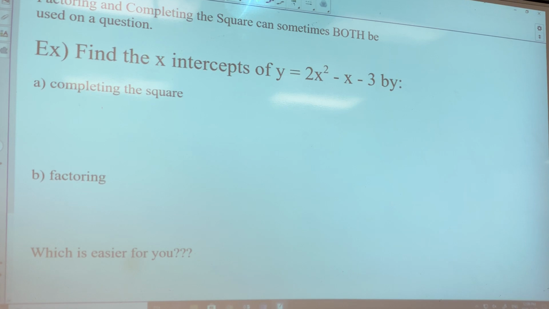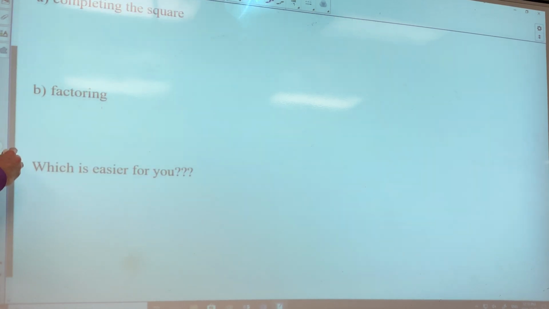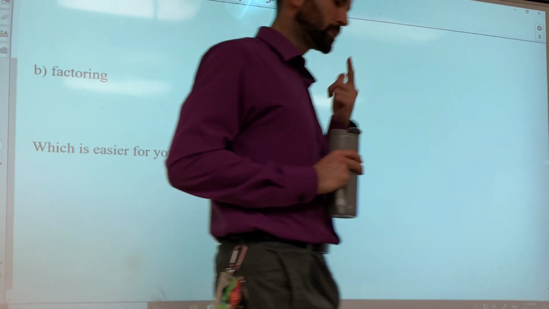Let's see. Factoring and completing the square can sometimes both be used in a question. So it's just another question where we're going to complete the square to get the vertex, and then we can also just try regular factoring. It doesn't matter how you do it. You can use whichever method is convenient for you, unless I specifically say complete the square.